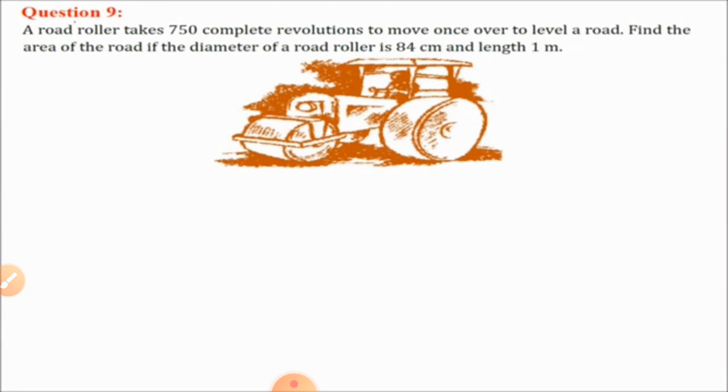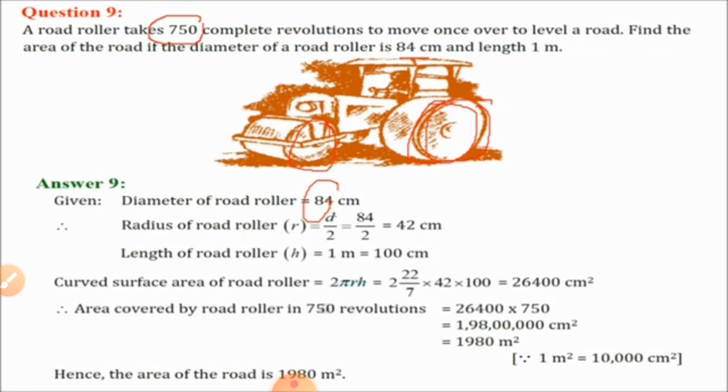Last question, number 9. A road roller takes 750 complete revolutions to move once over to level a road. Find the area of the road if the diameter of the road roller is 84 centimeter and length is 1 meter. Yes, my dear student, here two things are given. 750 complete revolutions, the diameter of the roller and length are given. Diameter is 84, that means radius is 84 divided by 2, 42 centimeter. Roller length is 100 centimeter. Convert meter to centimeter.